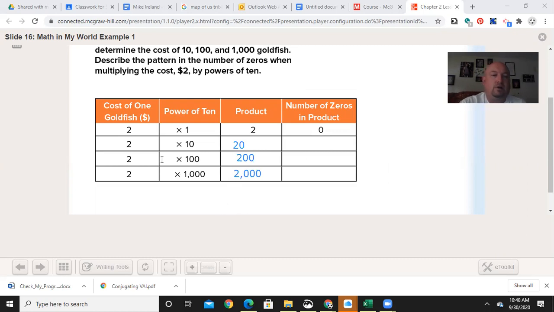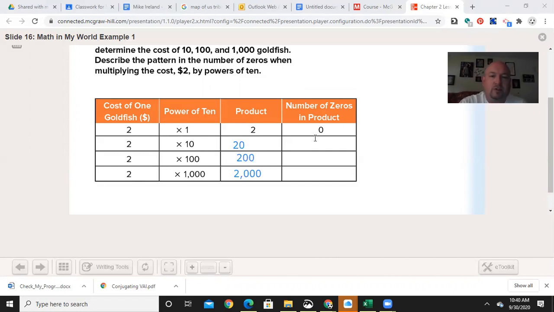You see there's a pattern. Times 10, there's 1 zero. There's 1 zero here. There are 2 zeros. There are 2 zeros here. 3 zeros, 3 zeros here. And then we multiplied the non-zero digits, 2 times 1, and add the zeros. 2 times 1, add the zeros. 2 times 1, add the zeros. 2 times 1, no zeros.